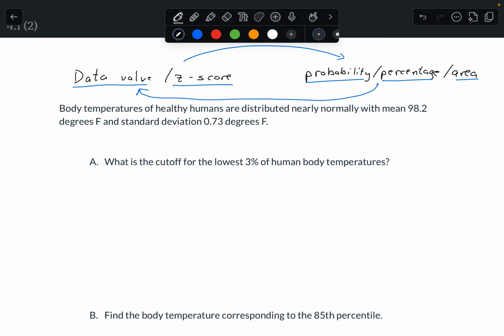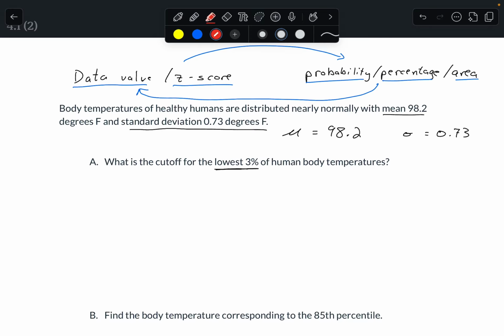This says body temperatures of healthy humans are distributed nearly normally with a mean of 98.2, so my mean is 98.2 degrees Fahrenheit, and a standard deviation of 0.73 degrees Fahrenheit. So sigma is 0.73. So part A asks, what is the cutoff for the lowest 3% of human body temperature? So we're looking for that lowest 3%. And you can see in this case, we are given a percentage. So I want to find a real-world data value, which in this case is going to be a body temperature related to that lowest 3%.